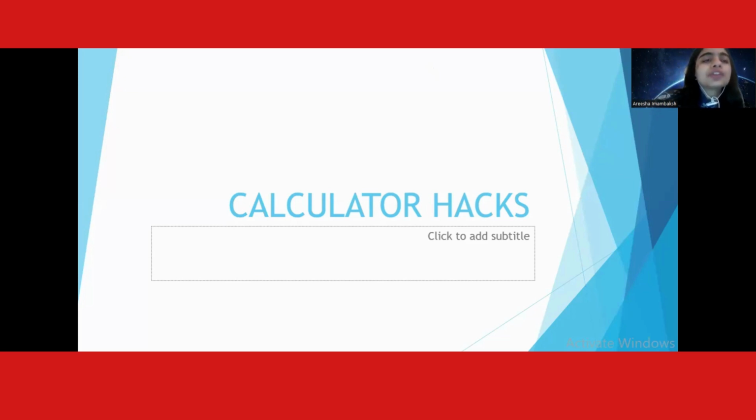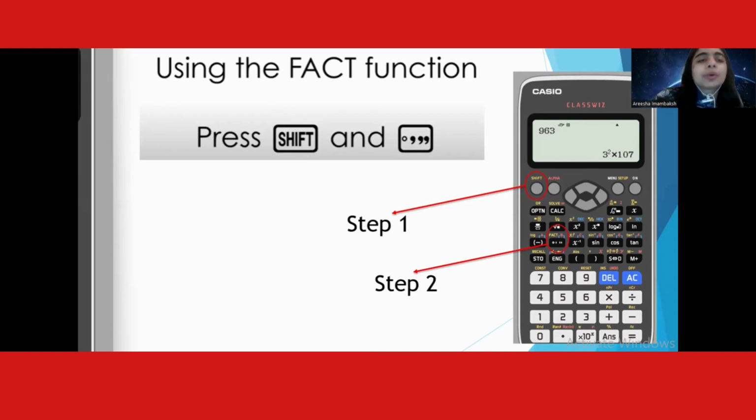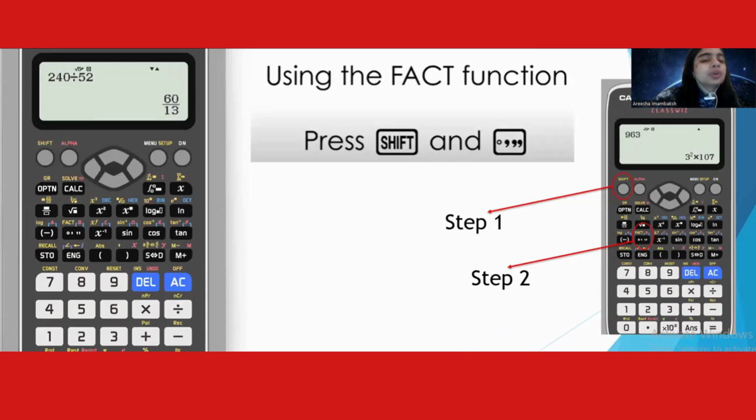So we will start with the first function, and I will show each function to you on the calculator as well, right? So the first function is using the fact function. Now the fact function is nothing but the factorial function. Now how will we look at the factorial function on the calculator?